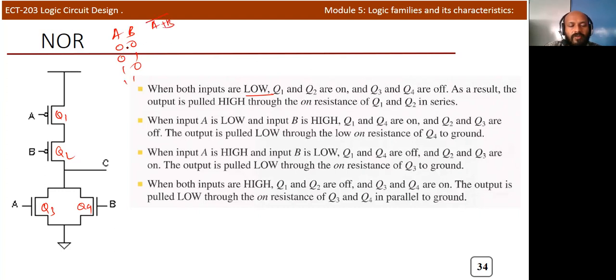If both inputs are 0, you will get output 1, and if any one of the inputs is 1, the output will be 0. So this is a NOR operation. Now we need to verify this truth table. Both inputs are 0, so that is the first case.